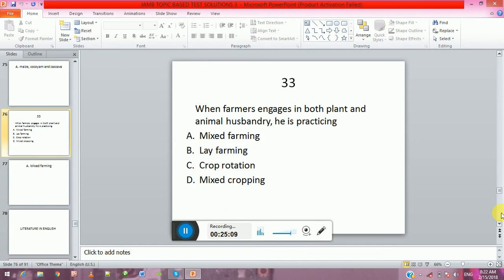When farmers engage in both plant and animal husbandry, he is practicing what? Mixed farming. Mixed farming is planting and at the same time rearing animals. So take note of that.